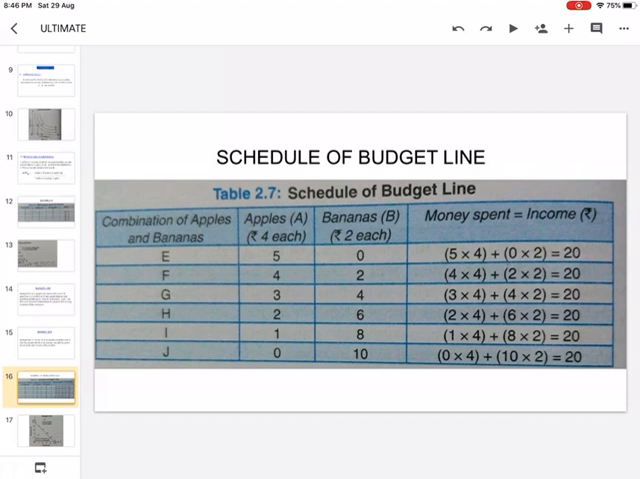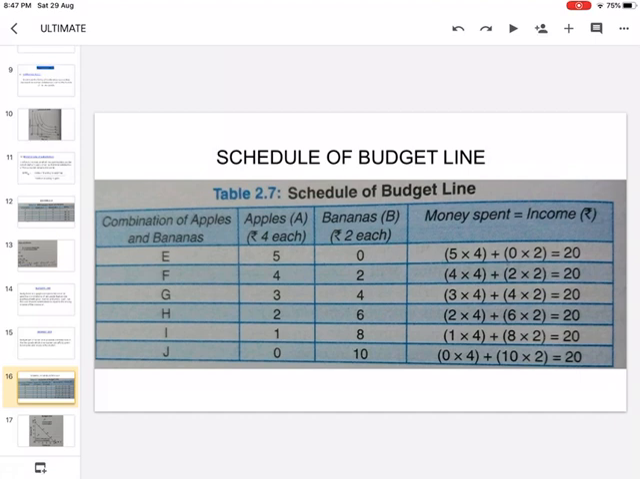So just look at this. Let us simplify this schedule and see what it is. You have combinations E, F, G, H, I, which contain specific amounts of apples and bananas. The only new information you have here is that the apple prices are given, banana prices are given, and the amount of income of the consumer is given, that is shown in the last column. And it is assumed that whatever income he has, it is all spent on buying these different combinations of apples and bananas given their prices, right?